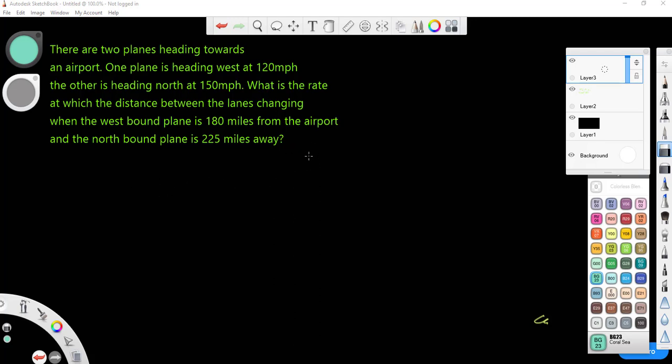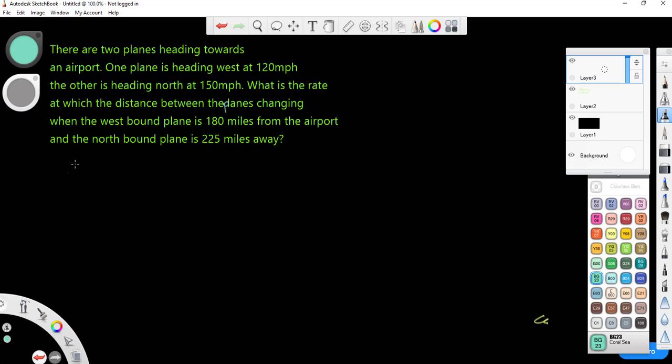Alright, so we are looking at rates of change, and here we have the problem that there are two planes heading towards an airport. One plane is heading west at a speed of 120 miles per hour, while the other is heading north at 150 miles per hour. What we want to know is what is the rate at which the distance between the planes is changing when the westbound plane is 180 miles from the airport and the northbound plane is 125 miles away.